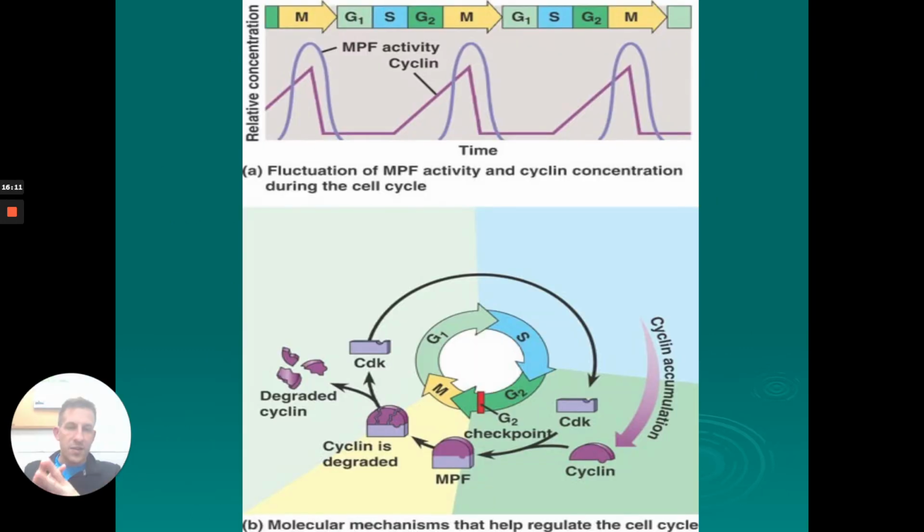All right, so how does this look, and where do these things start to accumulate, and when do they come together in the cell cycle? That's what we're going to talk about here in this picture.